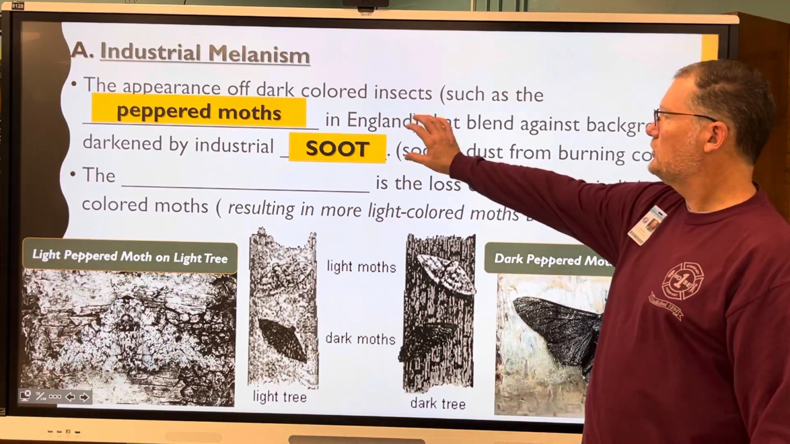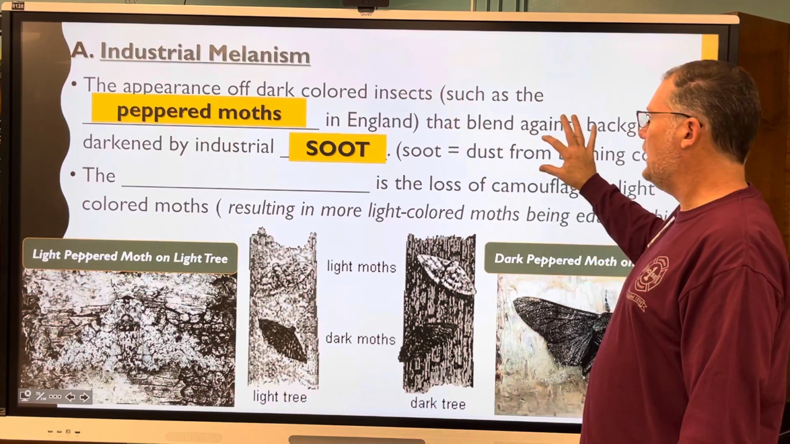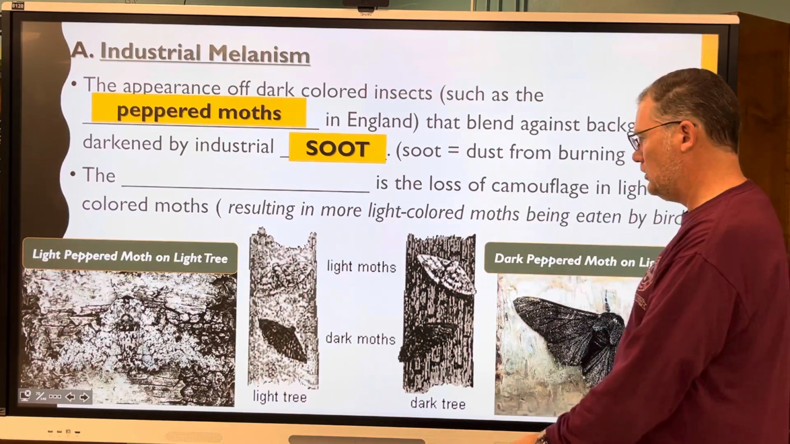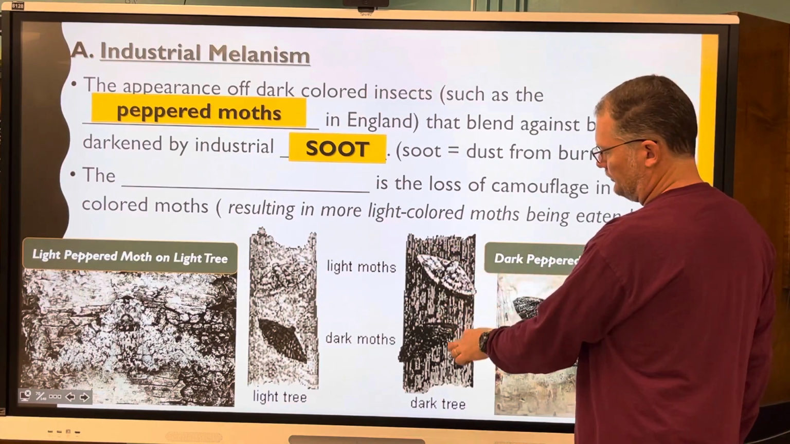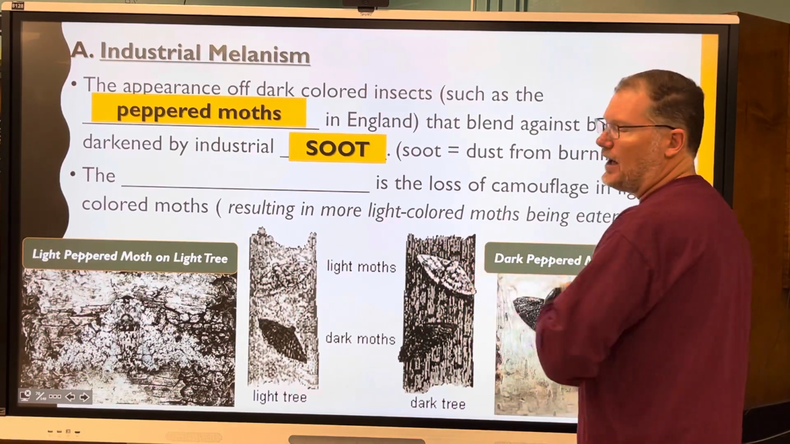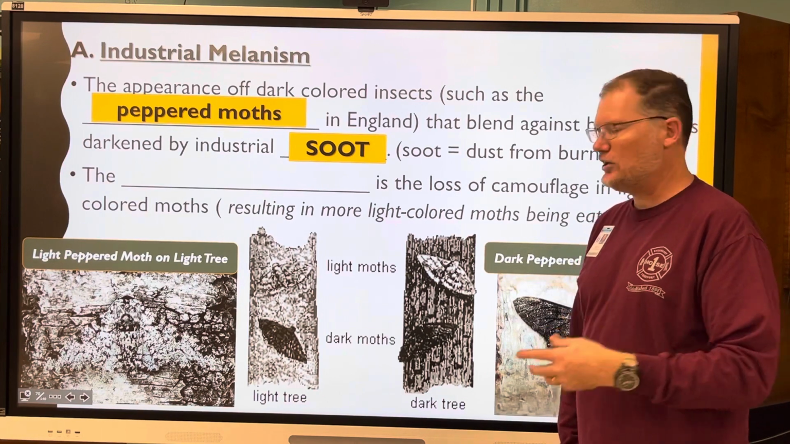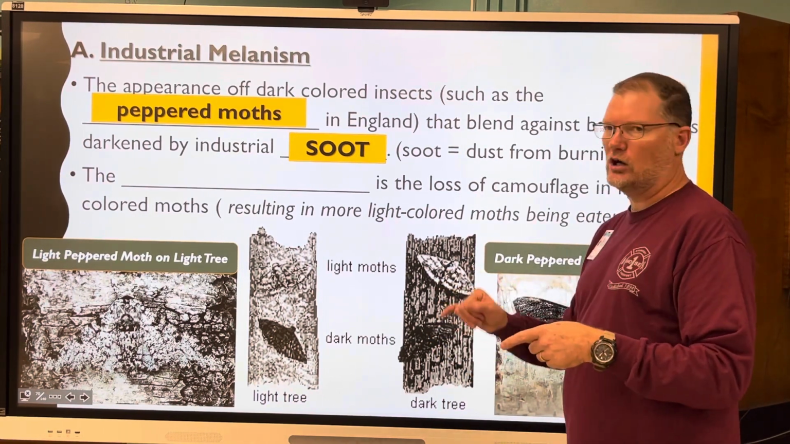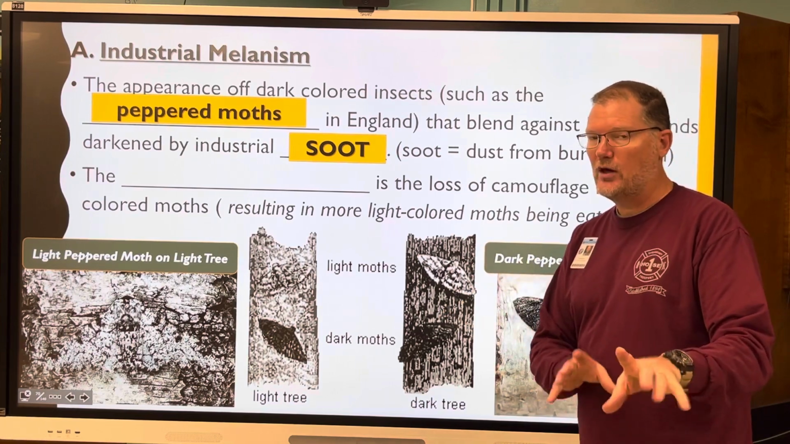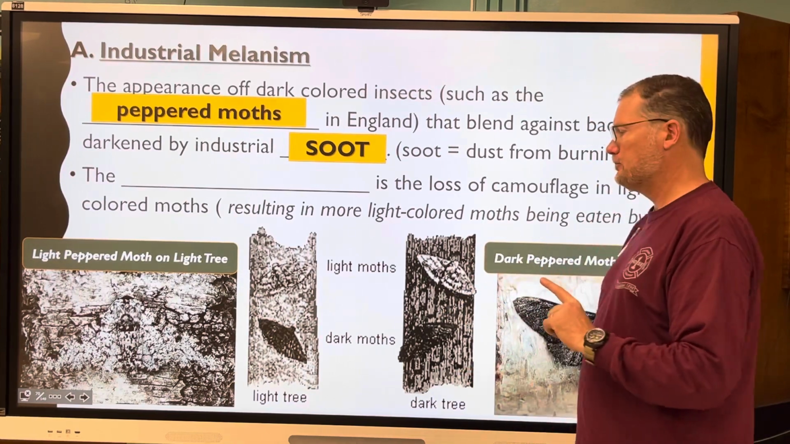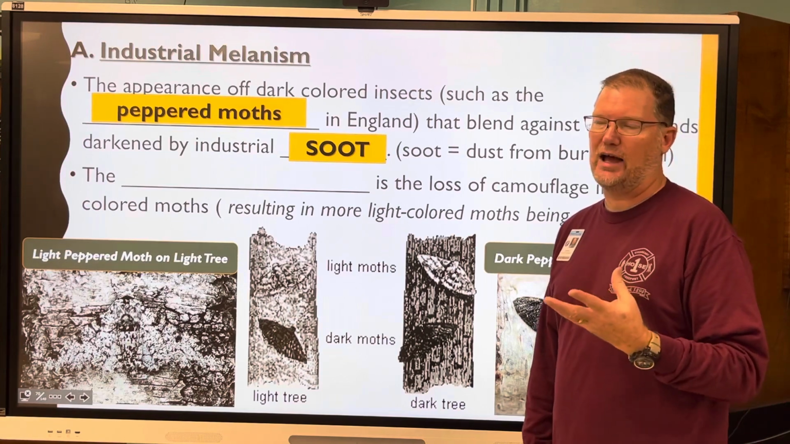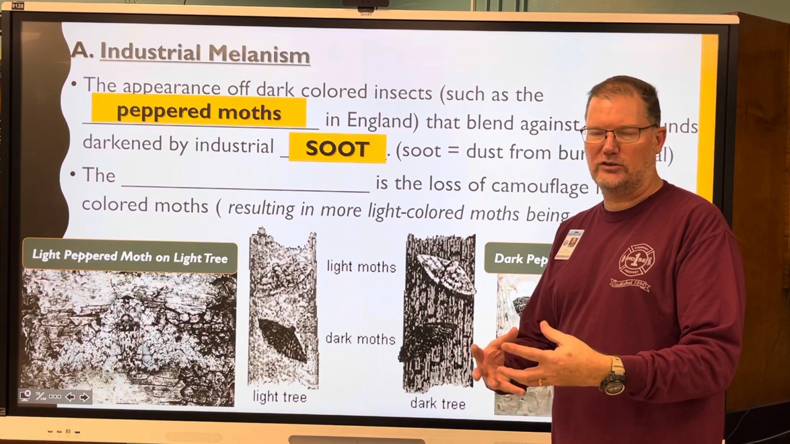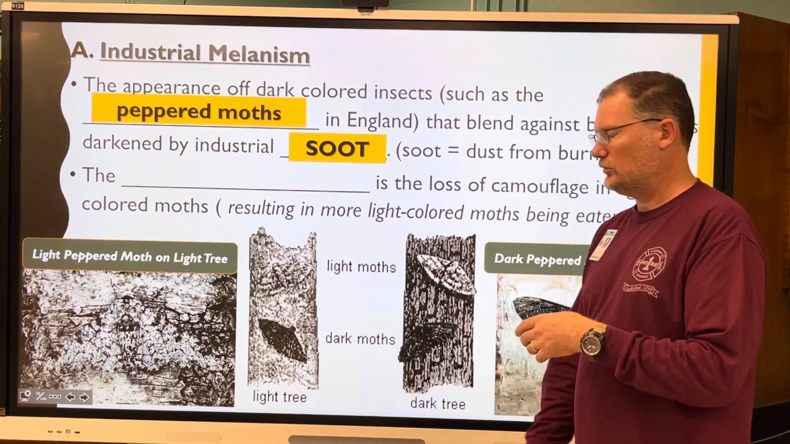But then comes the Industrial Revolution and soot, changing the trees to this color. Now which moth stands out? Which variation of the same species, light colored and dark colored, they're both the same species of moth, they're not different species, just a color variation, like we have gray squirrels and black squirrels. They're all the same species, just variations, okay?